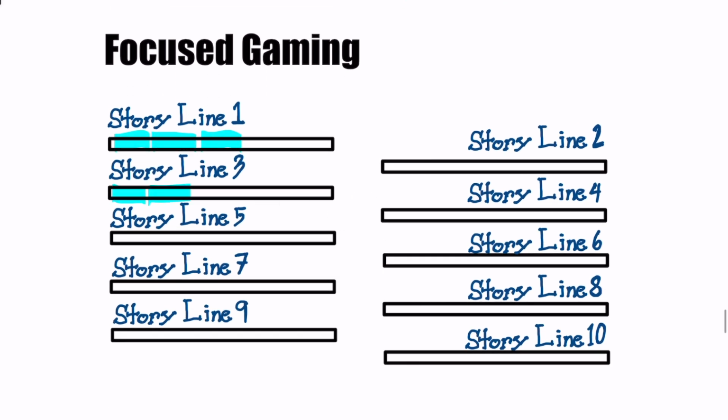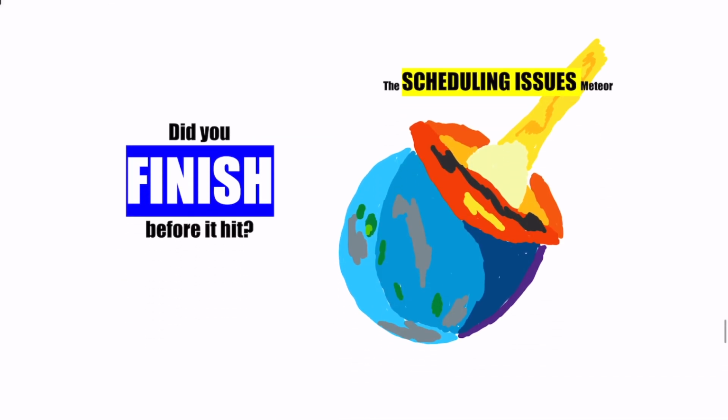Who knows when a meteor will hit the Earth and cause the extinction of the human species? Or worse, when will the scheduling issues rear its ugly head?